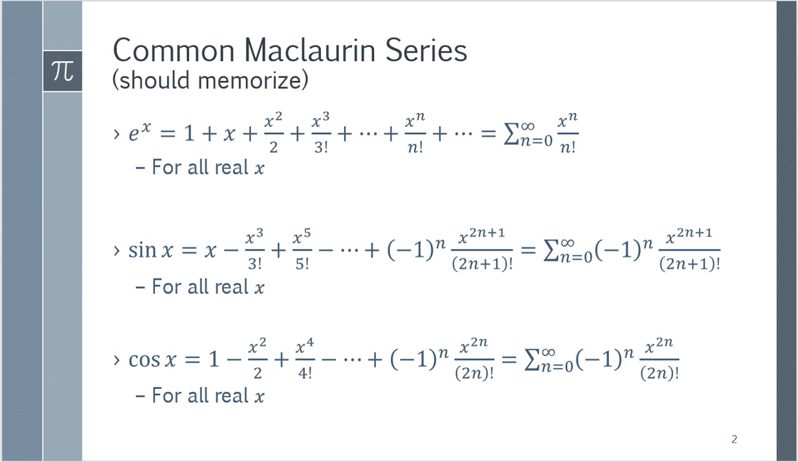Cosine of x is an even function graphically. So it's the series as n goes from 0 to infinity, -1 to the n, alternating, x to the 2n over 2n factorial, where 2n is the even number starting at 0.